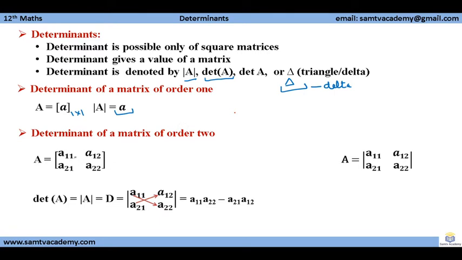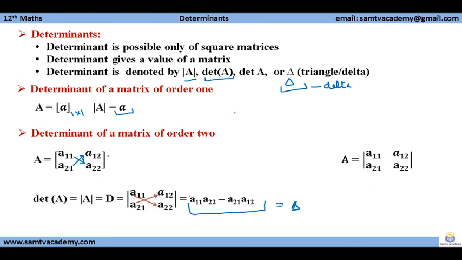We have to take this principal diagonal minus the other diagonal, that is the remaining diagonal. So to find the determinant, we will take the principal diagonal, that is a11 multiplied by a22 minus a21 into a12. This is how we get the value of the determinant, and we can denote it by delta also. What value we will get? That is called delta.